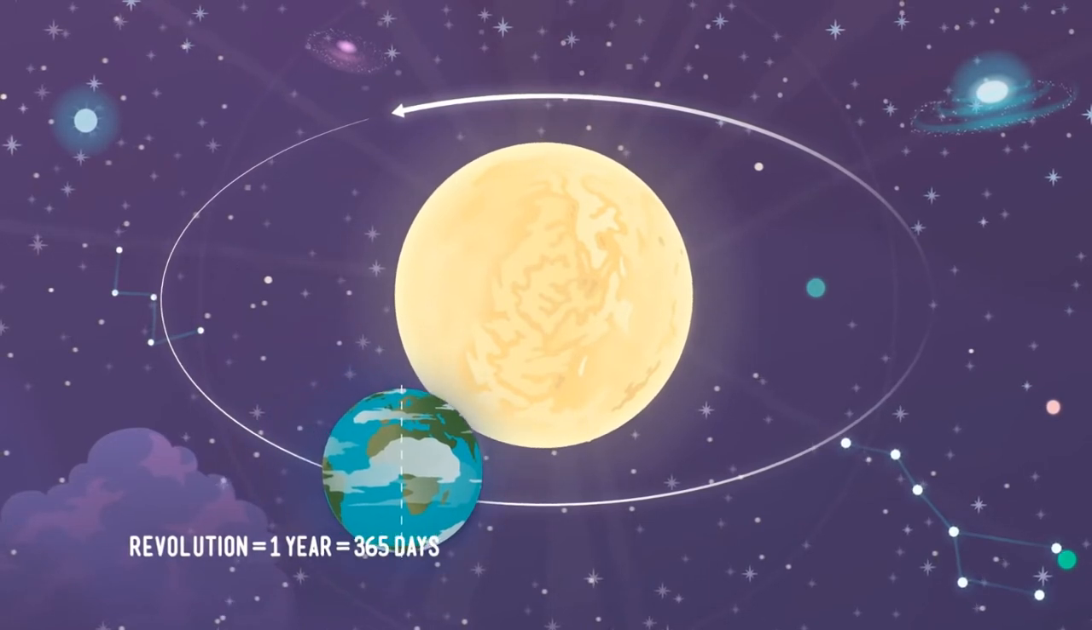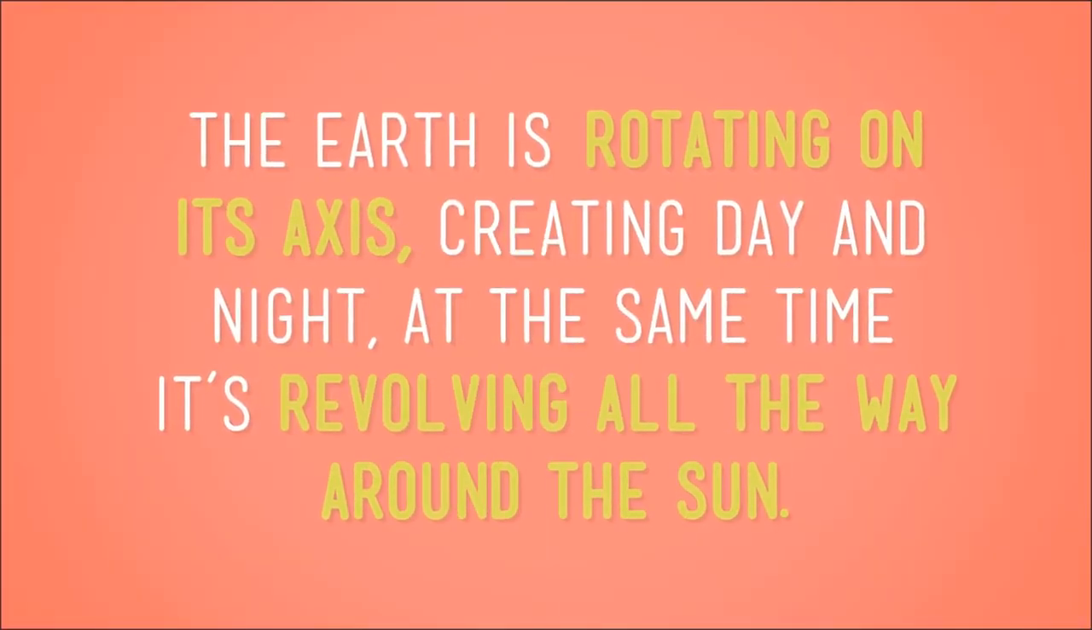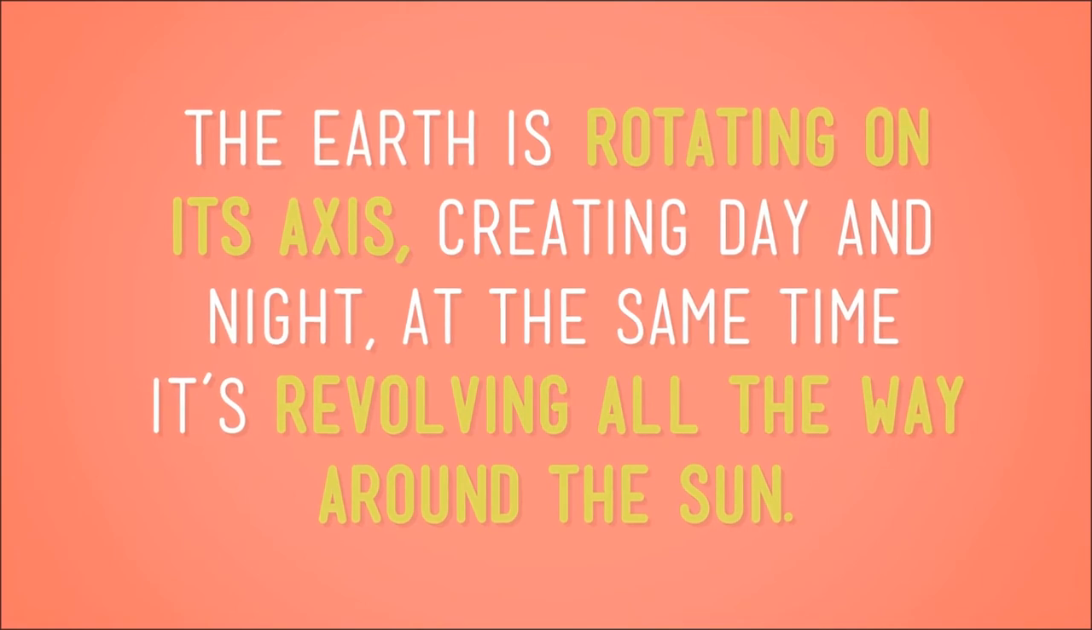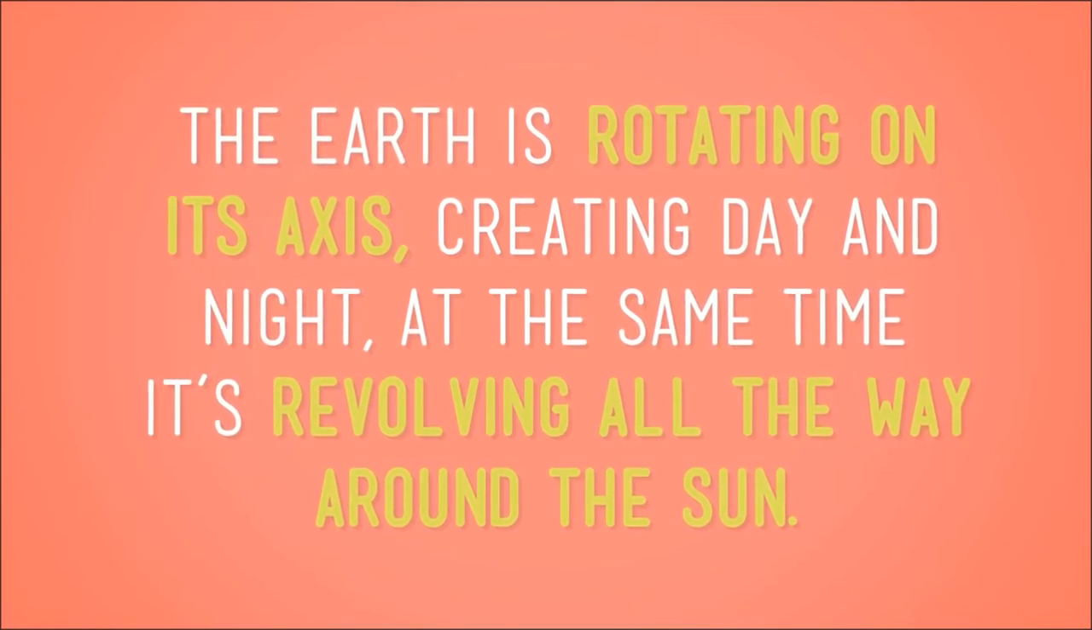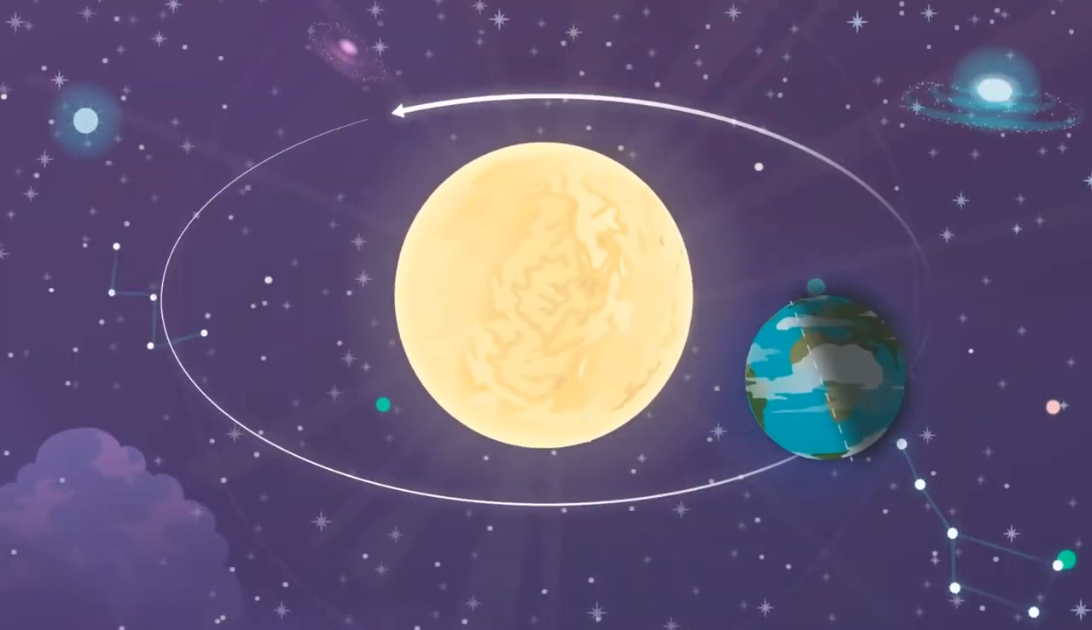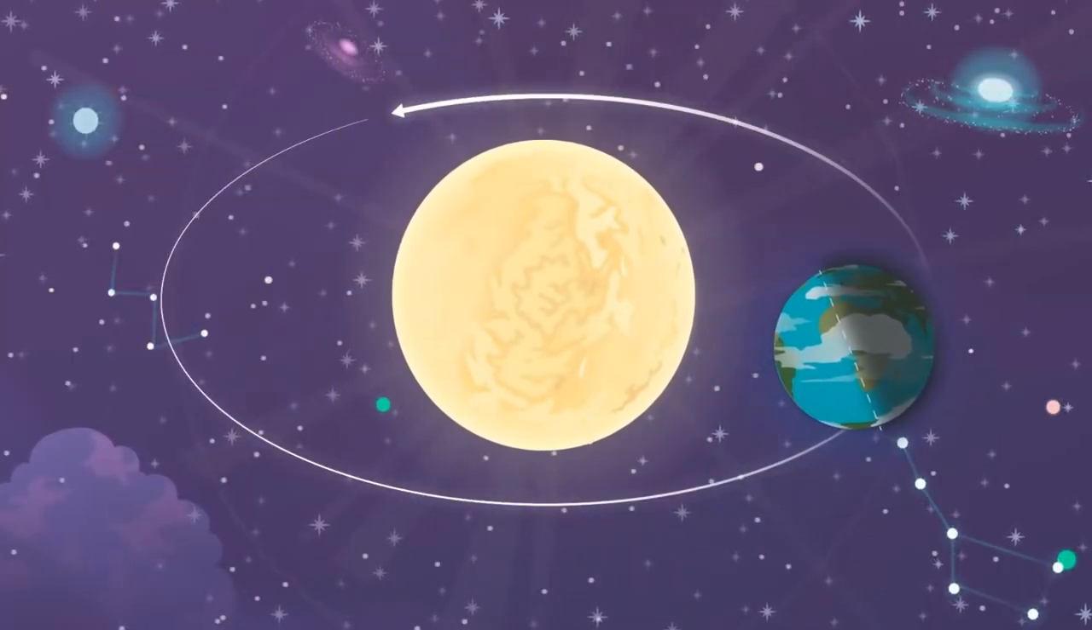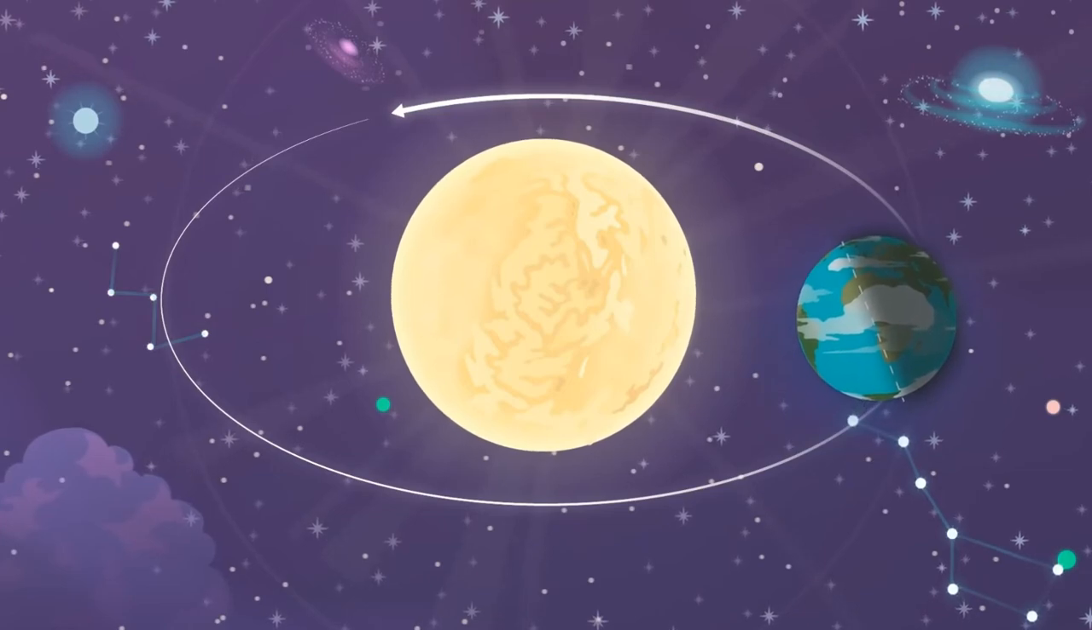So have you got all of this so far? The Earth is rotating on its axis, creating day and night, and at the same time, it's revolving all the way around the Sun. Now here's the thing. As the Earth is both rotating and revolving, it's not sitting straight up and down. Its axis is actually tilted, just a little. It's not all that much, but this tilt causes one part of the Earth to lean towards the Sun, while another part of it is leaning away. This means that different parts of our planet's surface gets different amounts of sunlight and heat.